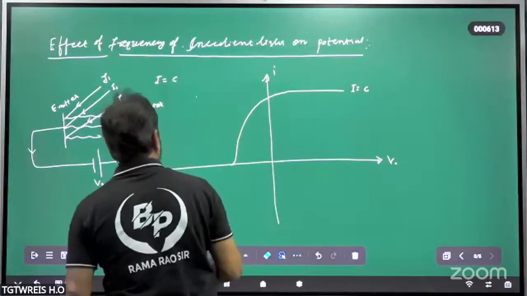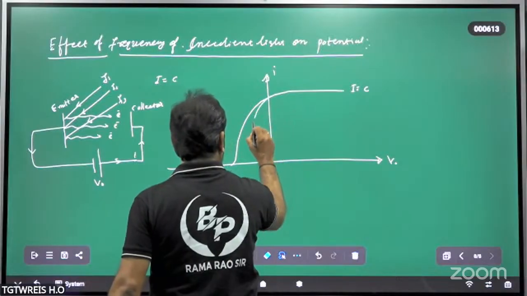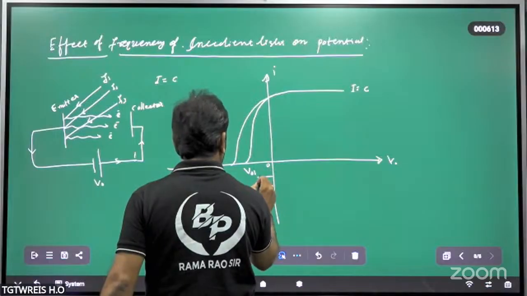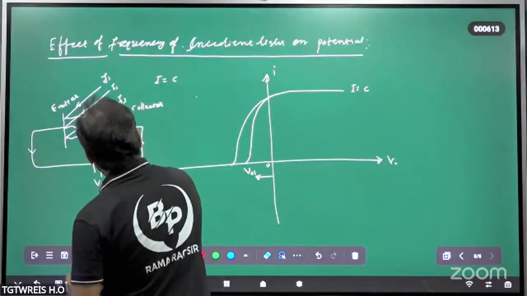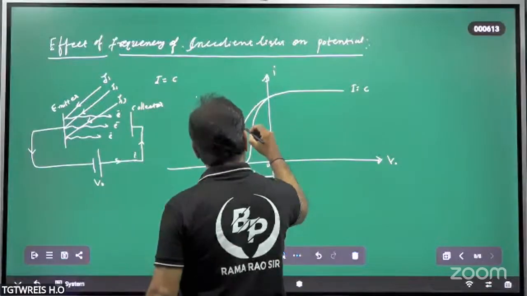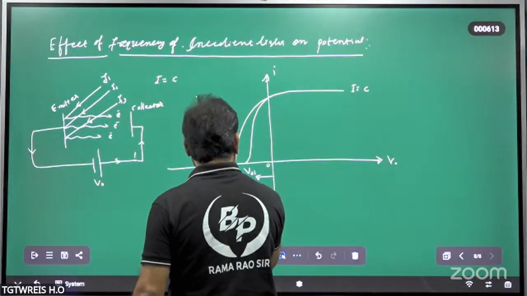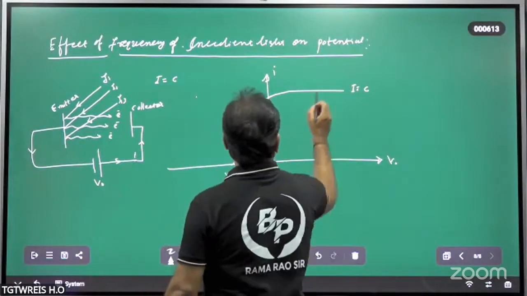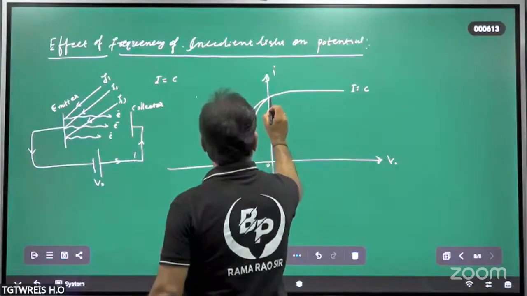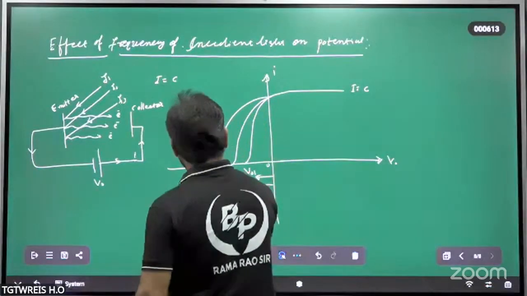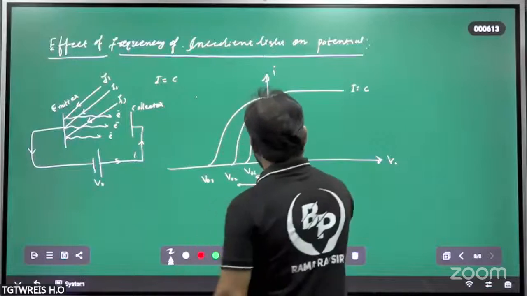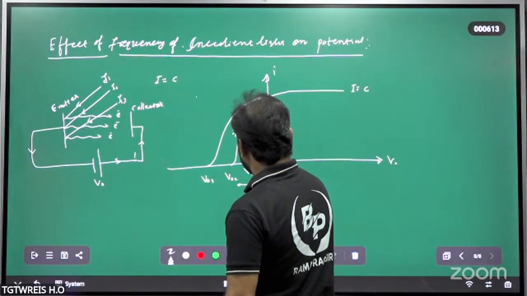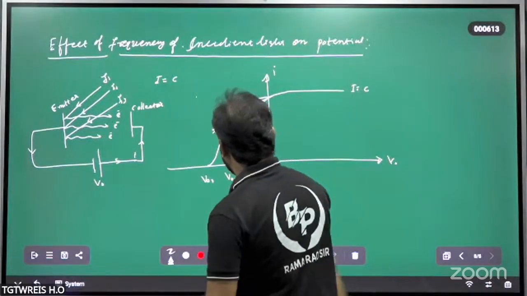When F1 frequency of light is incident, it produces a stopping potential of V01. When F2 frequency of light is incident on this, it has a stopping potential of V02. When F3 frequency of light is incident on this, the stopping potential is V03. That means this is F1 frequency of light, this is F2 frequency of light, this is F3 frequency of light.